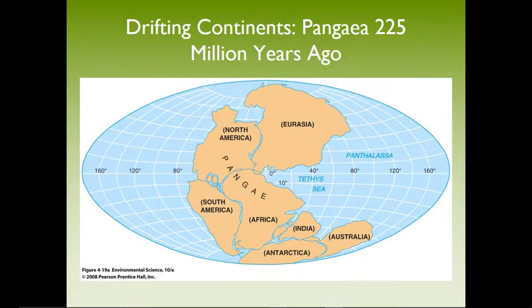This is Pangea, and this is basically what the Earth looked like 225 million years ago. And we're going to dive a little bit into tectonic plates, but as the tectonic plates shifted and moved, Pangea broke apart, and slowly the continents moved into the positions where they are today.